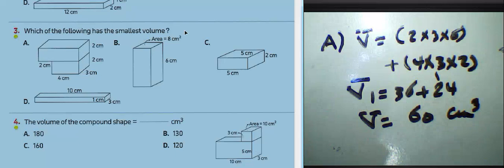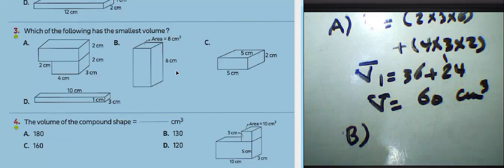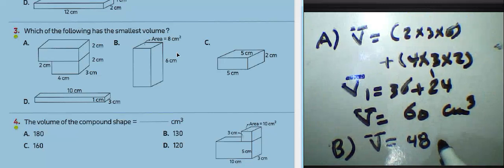And about letter B, look at here. He gives us the area 8 cubic centimeter and height 6 centimeter. This is the area of the base. We know the volume equal area of the base times the height. 6 times 8 equal 48. So for letter B, the volume will be area of the base times the height, 8 times 6 equal 48 cubic centimeter.